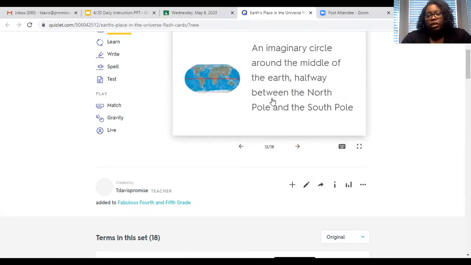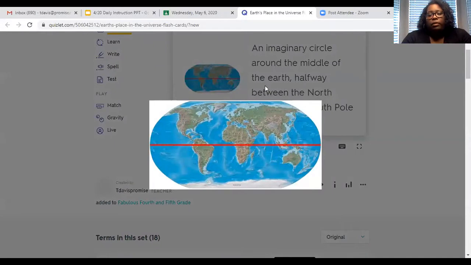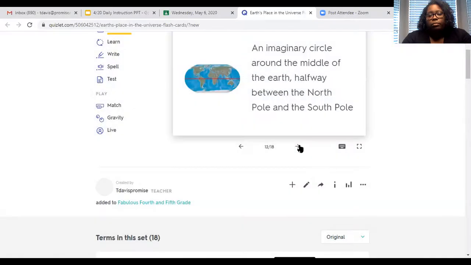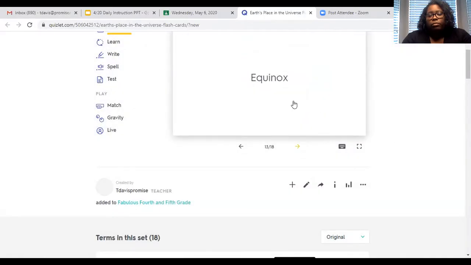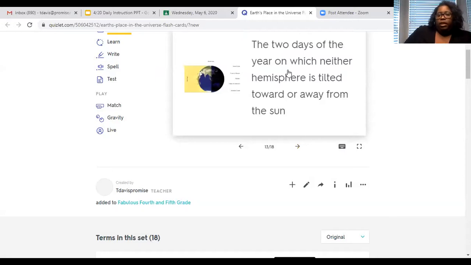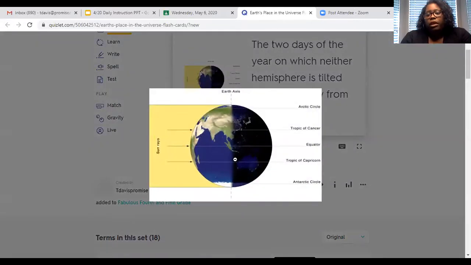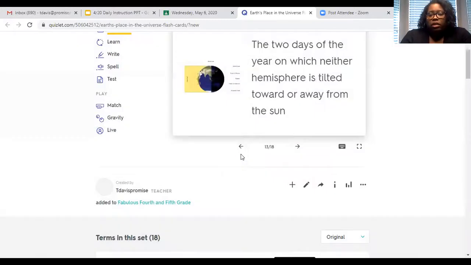Equator. So the equator is an imaginary circle around the middle of Earth, halfway between the north and the south pole. An equinox. It's the two days of the year on which neither hemisphere is tilted towards or away from the sun. So it's basically, we're like straight up and down. We're not tilted this way or away. It's just the equinox.